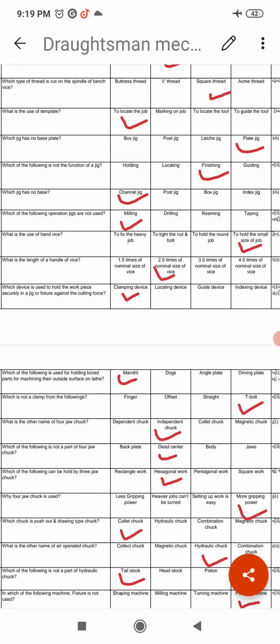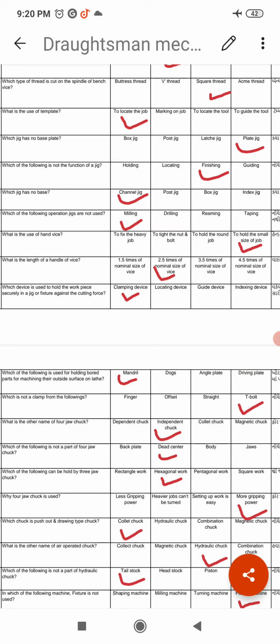Next question. Which device is used to hold the workpiece securely in the jig and fixture against the cutting force? It's the clamping device, option A. Next. Which of the following is used for holding hollow parts for machining their outside surface on a lathe? Answer is mandrel. Next question. Which is not a clamp from the following? Its answer is D, T-bolt.